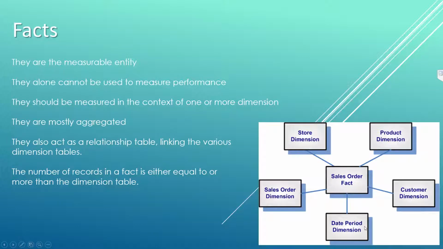And in a star schema, the relationship that you get in the fact table is of utmost importance. That gives you a lot of insight, that helps the business uncover a lot of relationships between these different dimensions. It's very important.